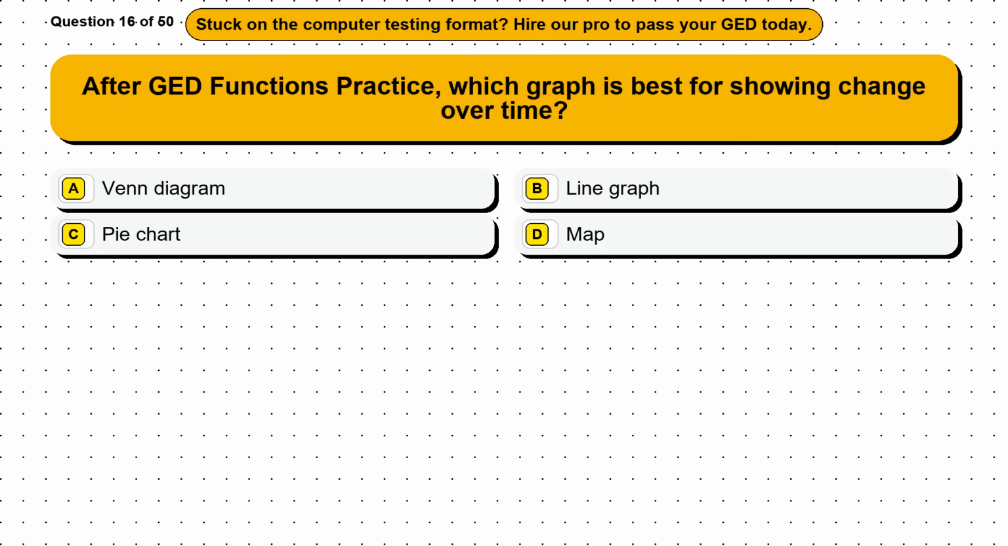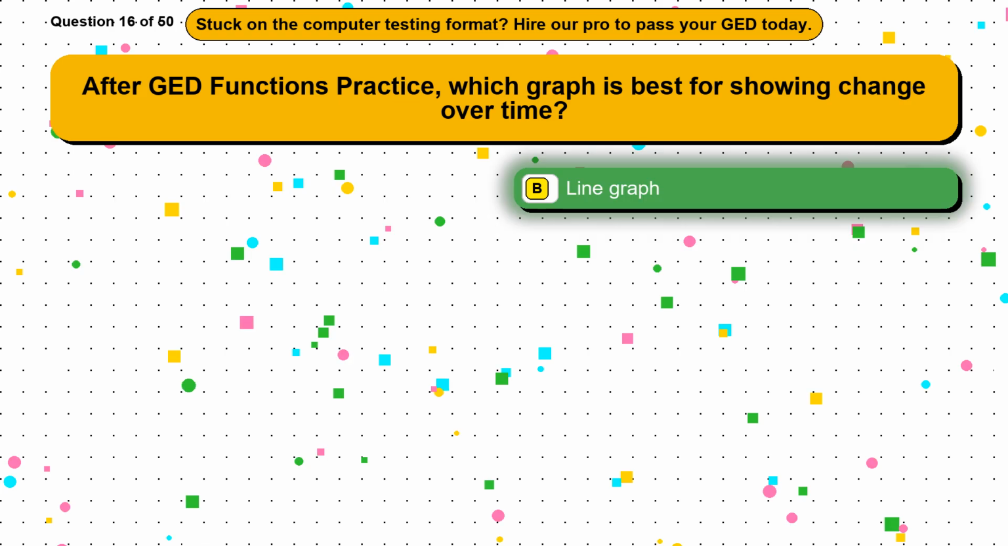Question 16. After GED functions practice, which graph is best for showing change over time? Option A Venn diagram. Option B line graph. Option C pie chart. Option D map. The correct answer is option B.